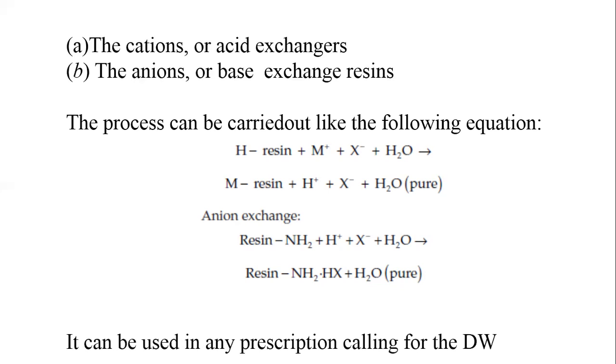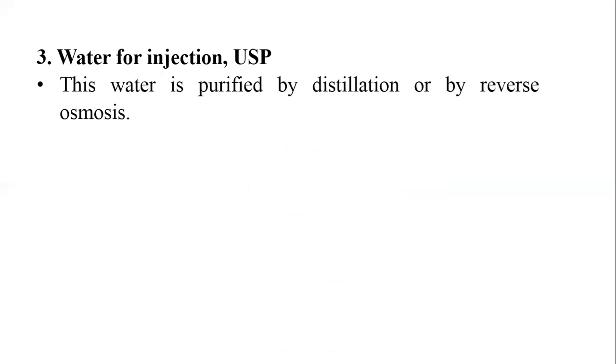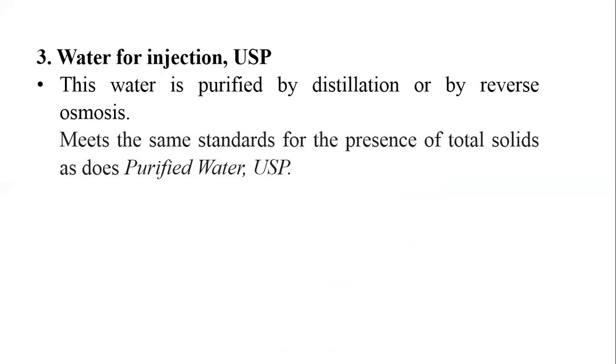This type of water can be used for what? For the prescriptions that call for distilled water. The other type of water is water for injection USP. This water is purified by distillation or by reverse osmosis as is the purified water. It differs from purified water in that it is pyrogen-free.